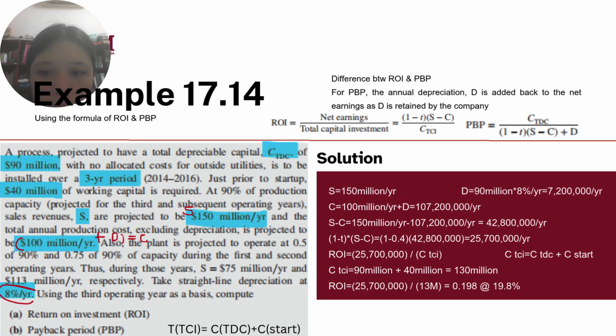In this example, you'll learn how to apply the formula of ROI and payback period in this scenario-based question. First of all, you need to know the difference between ROI and payback period. For payback period, the annual depreciation, D, will be added back to the net earnings as D will be retained by the company at the end.